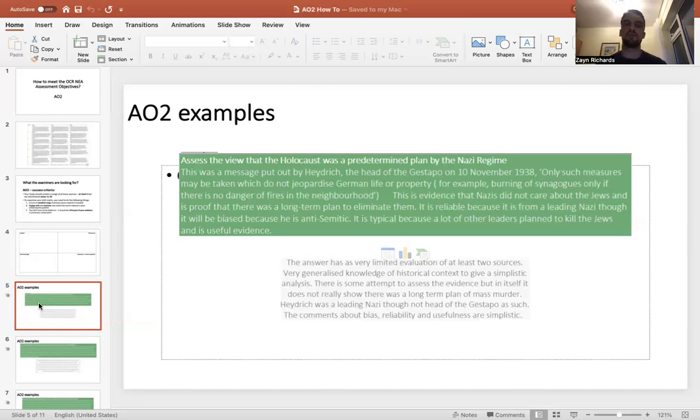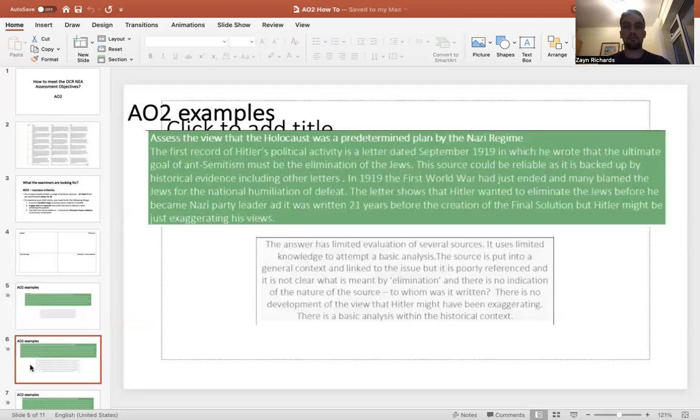Okay, there's also very little attempt to link it back to this idea of the Holocaust being a predetermined plan. They don't actually prove it. They just say it is proof that there was a long-term plan, but there's no actual explanation of how this source proves that, because the source doesn't prove it. The fact that it's from 1938 means it cannot prove it, given that the Holocaust technically starts, some would argue, from 39 onwards, some would argue 41 onwards. Okay, have a look at the second one.